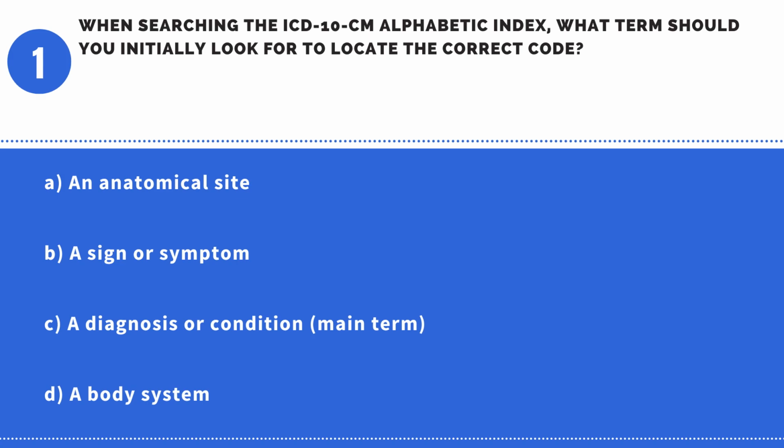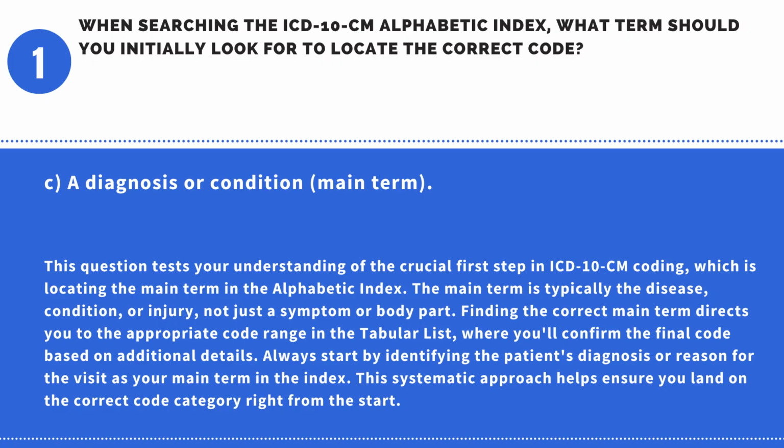Question 1. When searching the ICD-10 CM Alphabetic Index, what term should you initially look for to locate the correct code? A. An anatomical site. B. A sign or symptom. C. A diagnosis or condition, main term. D. A body system. Answer: C. A diagnosis or condition, main term.